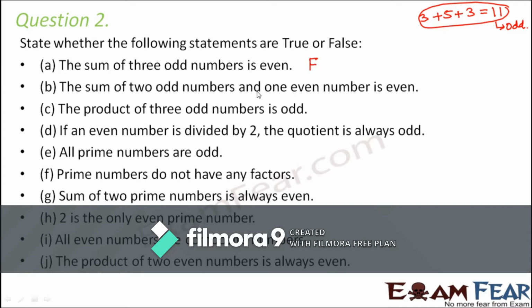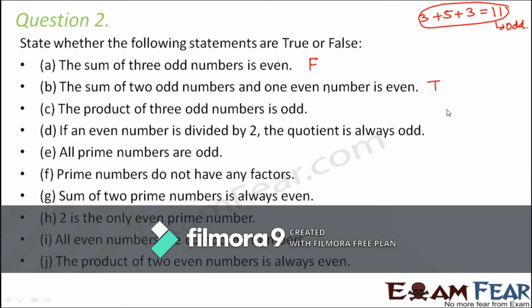The sum of two odd numbers and one even number is even. We have learned that the sum of two odd numbers is always even, and then even number plus even number would be even. So this is true.